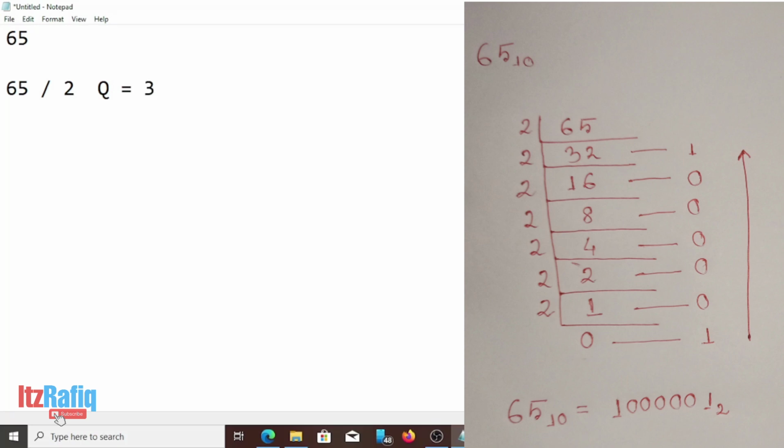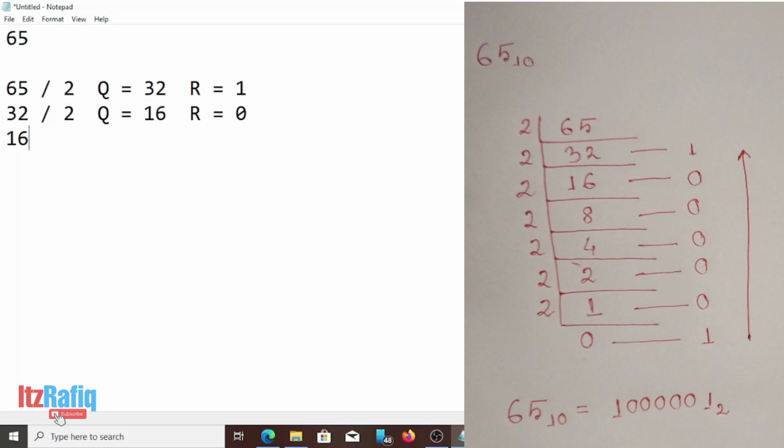As Paint is not handy and I don't have a digital board, I'm doing the sum in Notepad only. 6 divided by 2 will be 3. The next number is 5. So 5 divided by 2 will be 2, 2 twos are 4, and there will be a remainder of 1. So I will write the remainder here. Remainder equals 1. Now our next number is 32. If I divide 32 by 2, the quotient will be 16. Here there is no remainder, so we'll put remainder as 0.